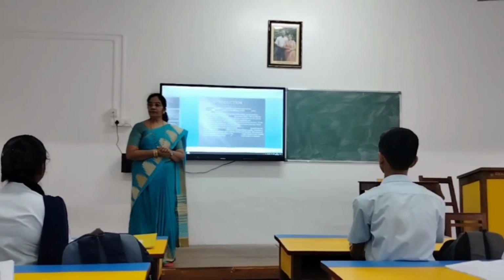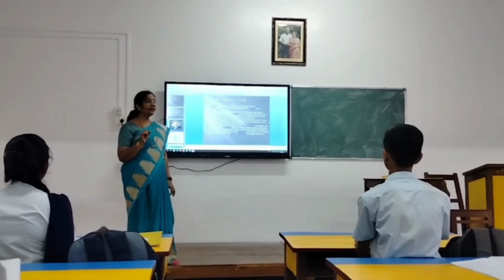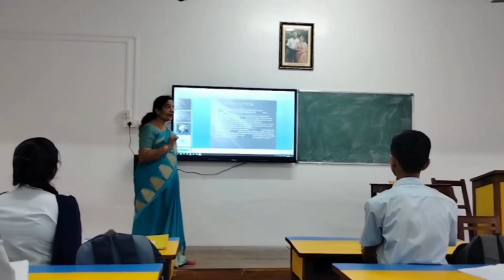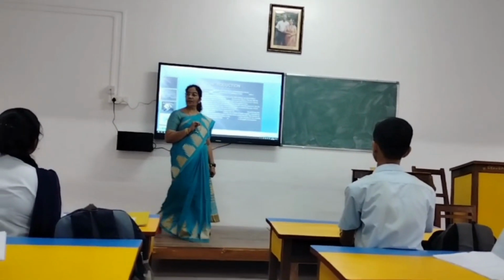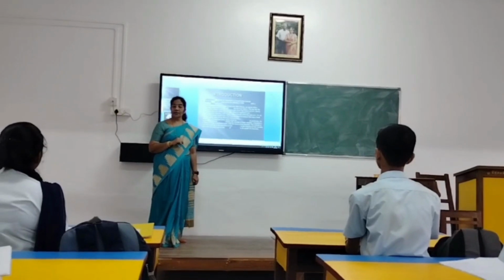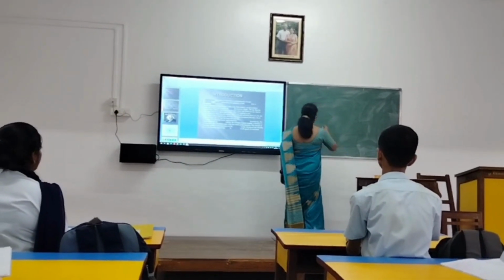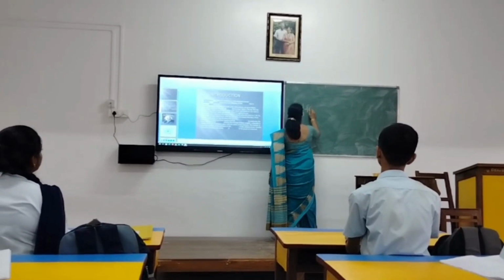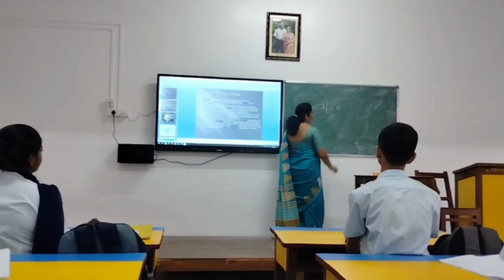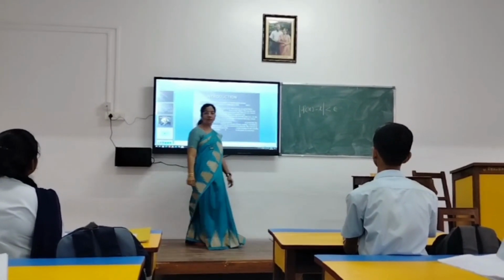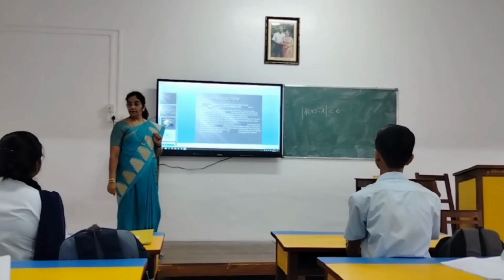A function f of x is said to tend to a limit n if for any epsilon greater than 0, there exists a number delta greater than 0 such that mod of f of x minus n is less than epsilon. So this is the definition of a limit. But how to define a limit of a function?